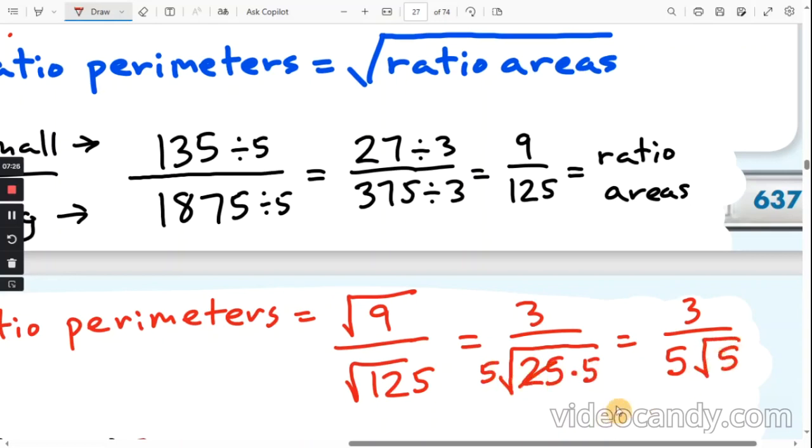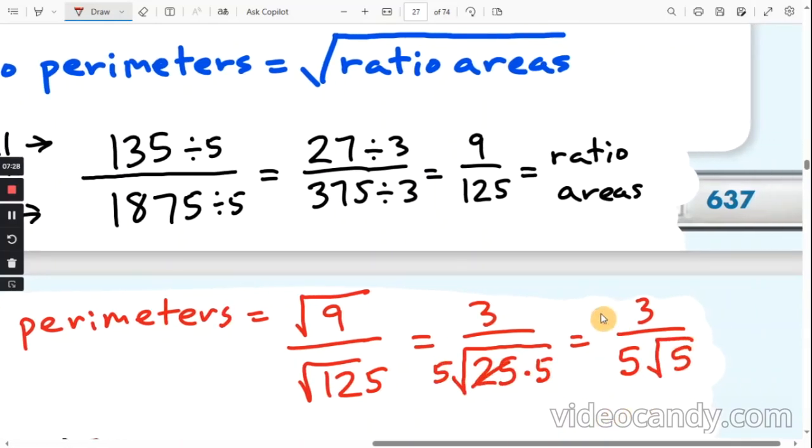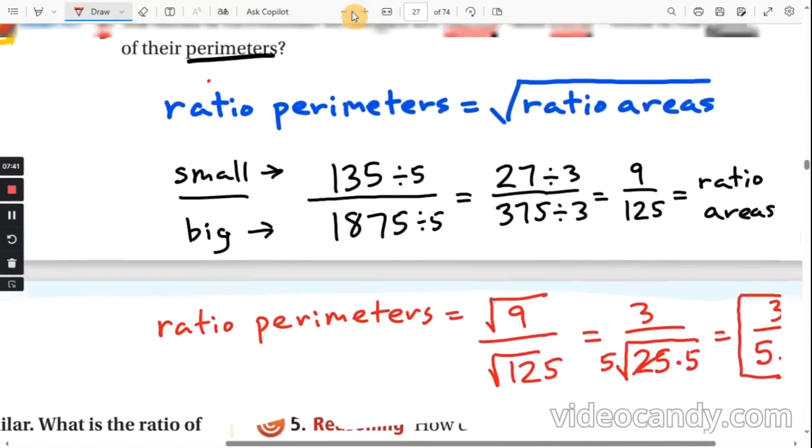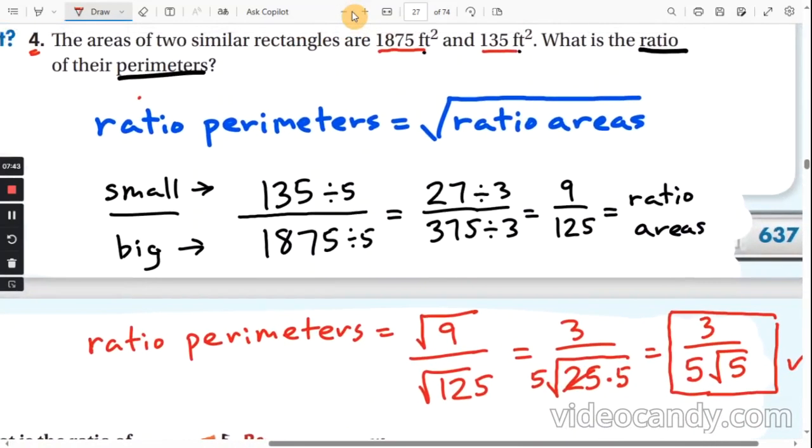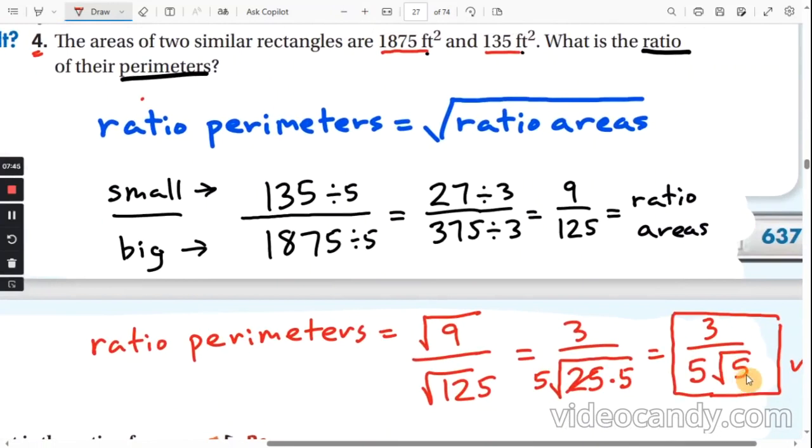Now, I know you're not supposed to have a square root in the denominator, but this is not so much a fraction as it is a ratio. So that right there is really the final answer. You can multiply top and bottom by radical 5 if you like, but the ratio is still going to be the same thing. So that's what they asked, the ratio of the perimeters, and that's what we got, 3 over 5 radical 5.